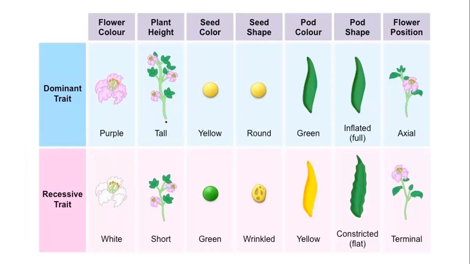One of them had a tall stem, the other had a short stem. You can also see the difference in the peas. One of them is green, the other is yellow, one of them is wrinkled, the other is round. So there are obvious differences between both plants.